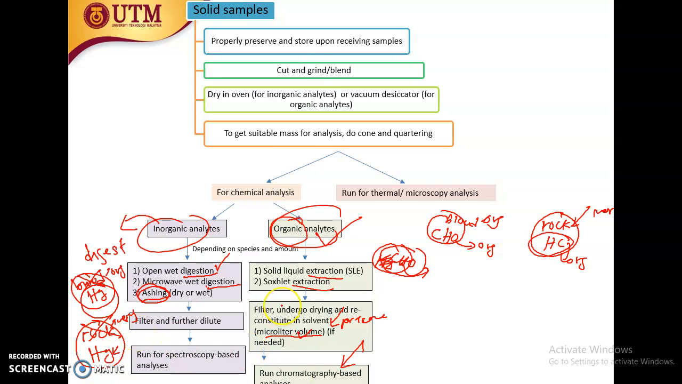After you understand this, you can understand most of the examples. After you do digestion, you filter and further dilute and run for spectroscopy-based analysis. You see here, inorganic analyte goes into spectroscopy, organic analyte goes into chromatography. In Dr. Afi's class, you can ask what the difference between them is. They are dedicated instruments for each of them.